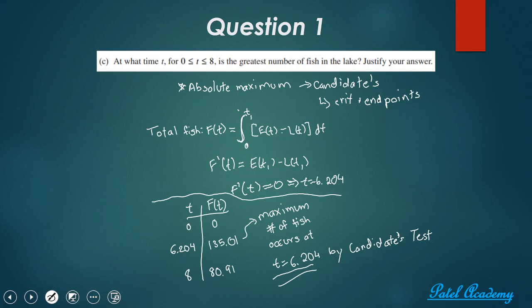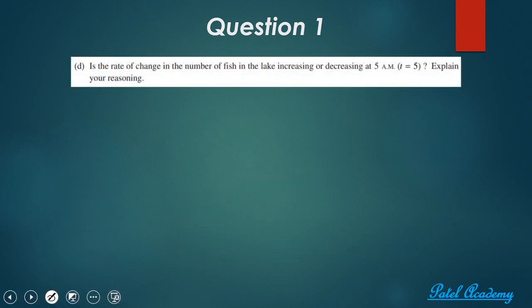So usually you will get things like this where you have to use multiple different concepts in one question. So in this case, we had to not only use the fundamental theorem of calculus earlier, but also explain the first derivative test to identify where the absolute maximum is, and then interpret that with respect to the answer. Alright, so moving on to part D. Is the rate of change in the number of fish in the lake increasing or decreasing at 5 a.m., so t equals 5? And explain your reasoning.